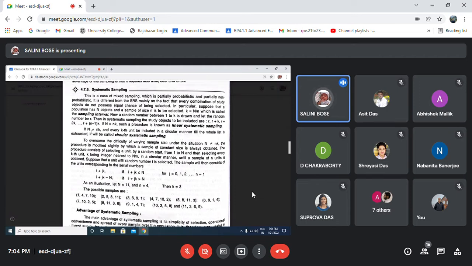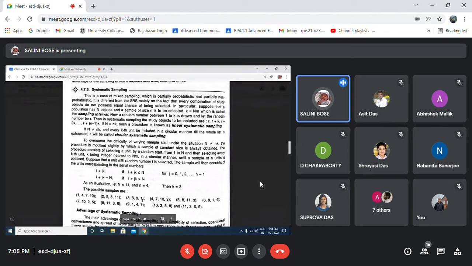Because it is written that when capital N is not equal to small n into k, then every kth unit will be included in a circular manner till the whole list is exhausted. It will be called circular systematic sampling. So after 9, 10, 11, after 11 what will be the next value? 1. Is the third sample clear? Yes, ma'am. Just 1 to 11, after 11 again it starts with 1.